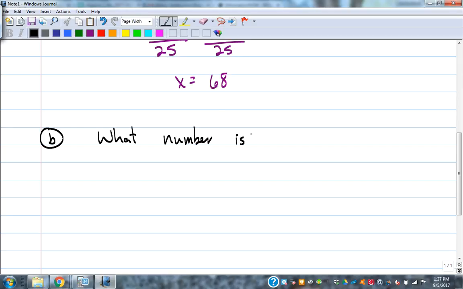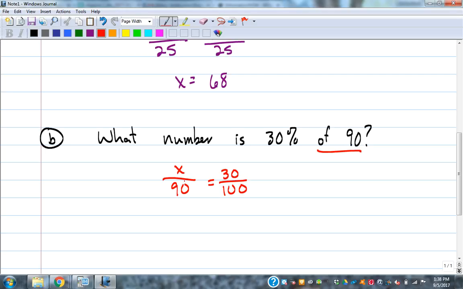What number is 30% of 90? Okay, so when we look at that problem, we've got a percentage, so we know where that goes: over 100. So it's 30 over 100. And then we have an of. So where does that go? Top or bottom of the other side? Bottom. Is over of. We don't know the is, but we know the of. Is over of equals percent over 100. It gave you the of, so we know that goes here. Gave you the percent, you know that goes over 100. The only thing missing is the is.